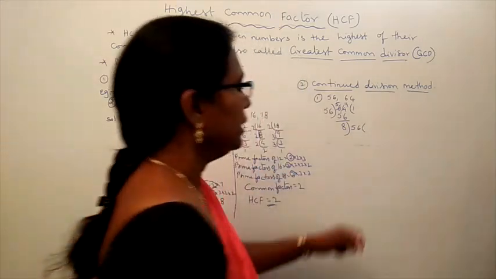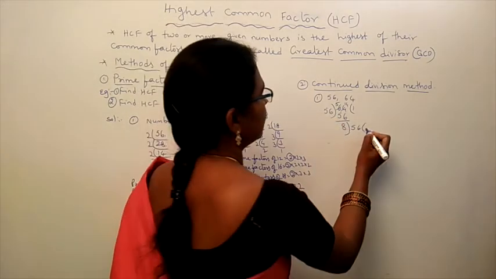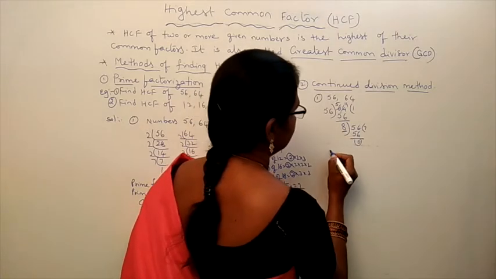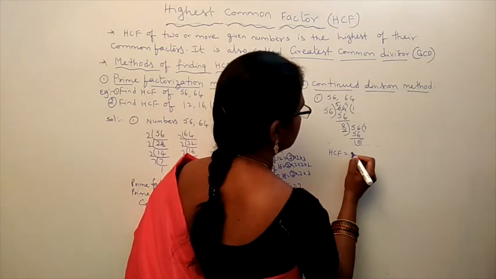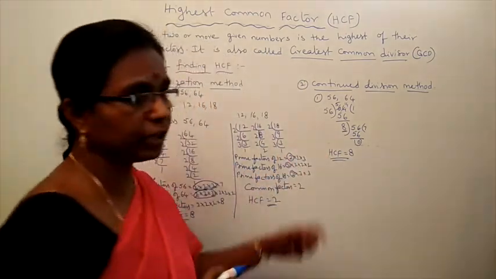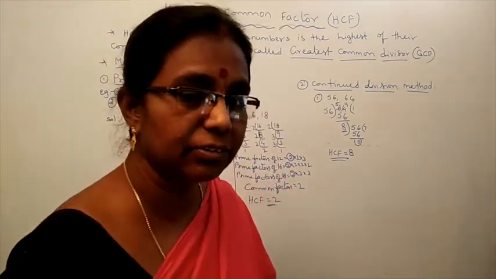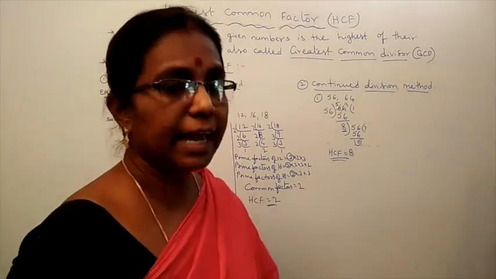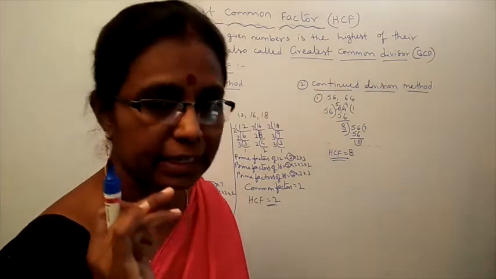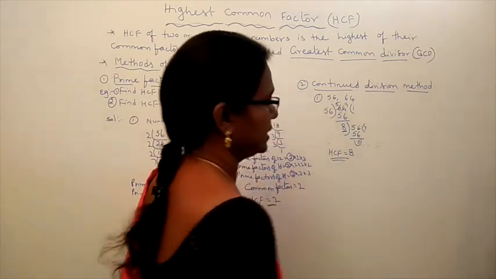Next what we have to do? We have to take the remainder as divisor and the divisor as dividend. 8 sevens are 56. Now what is the divisor here? 8. Then the divisor is the HCF. When you do the division, if you get some remainder, that remainder again we have to take as divisor, and the divisor as dividend, and do again. Like that, till you get remainder 0, then you have to stop the division. That last divisor we call HCF.